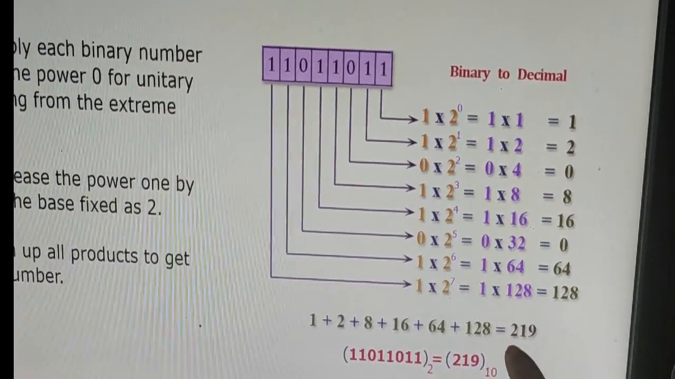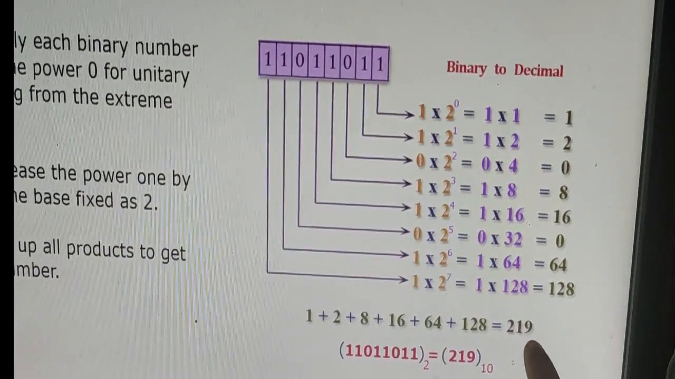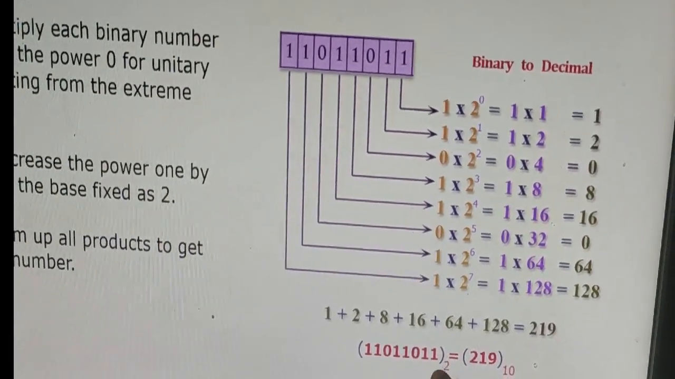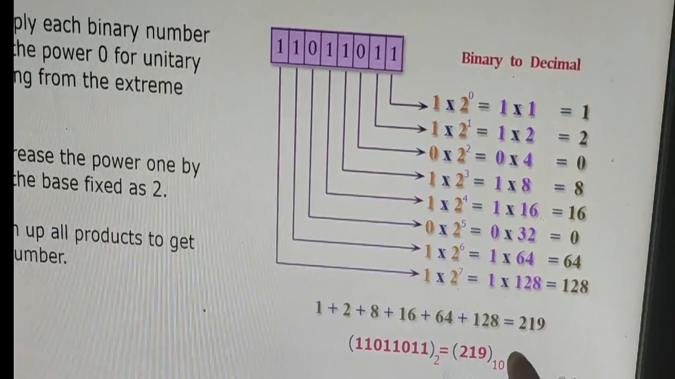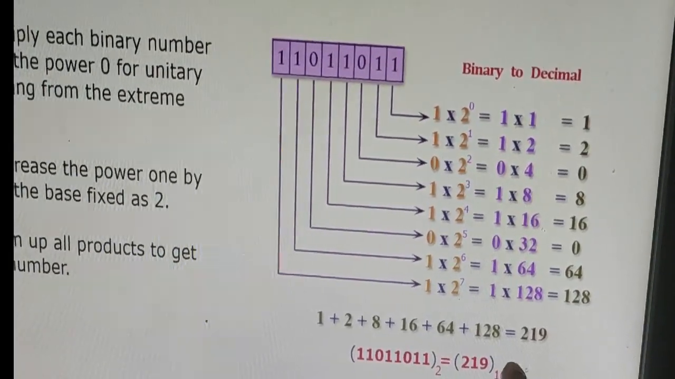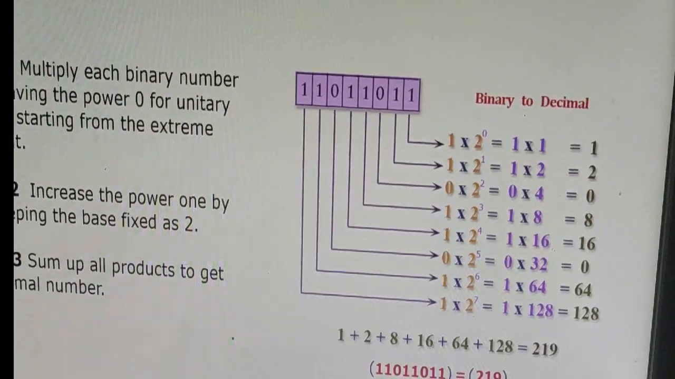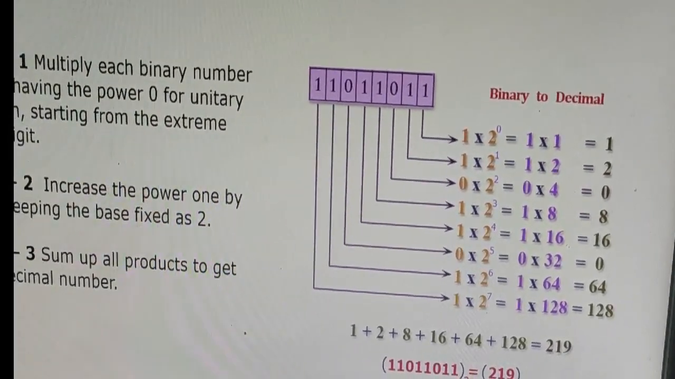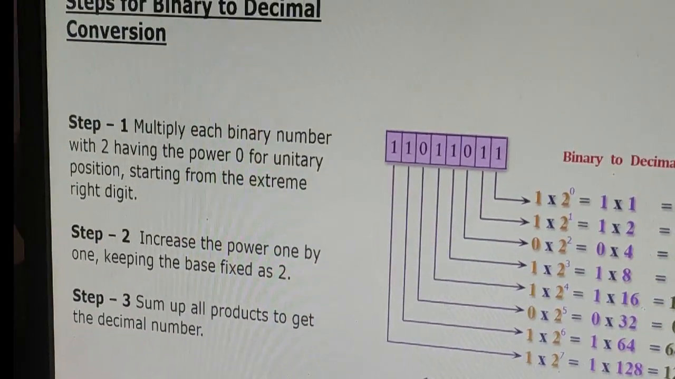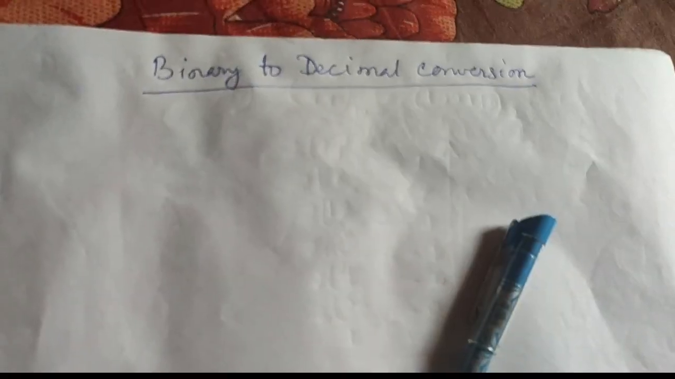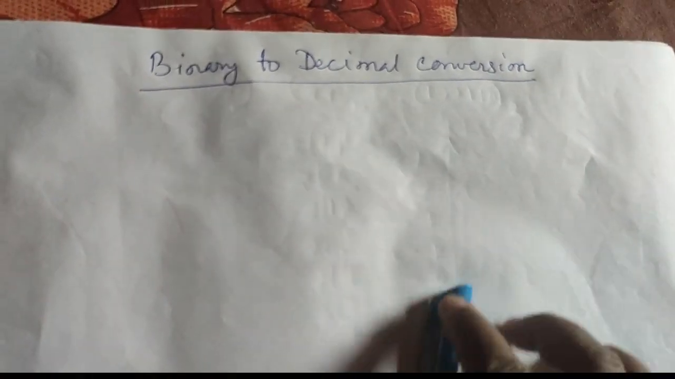And what is the result in decimal? That is equal to 219. See, when we are writing this binary number, we will use this base 2. And when we are writing this decimal number, we are going to use this base 10. Now we will solve another problem. I will show you one more problem on how to convert from binary to decimal. So let's start. Now this is binary to decimal conversion.